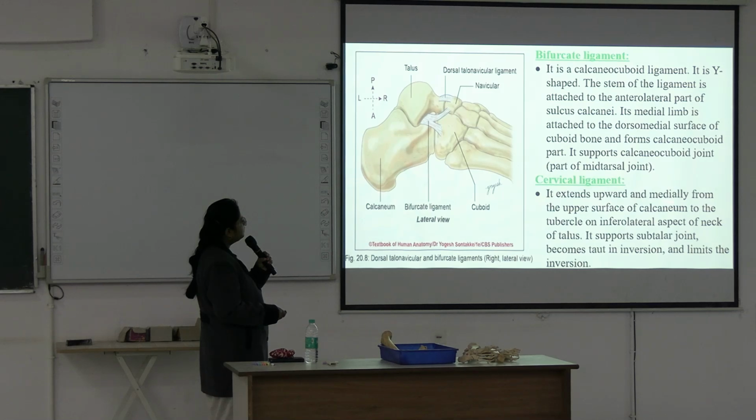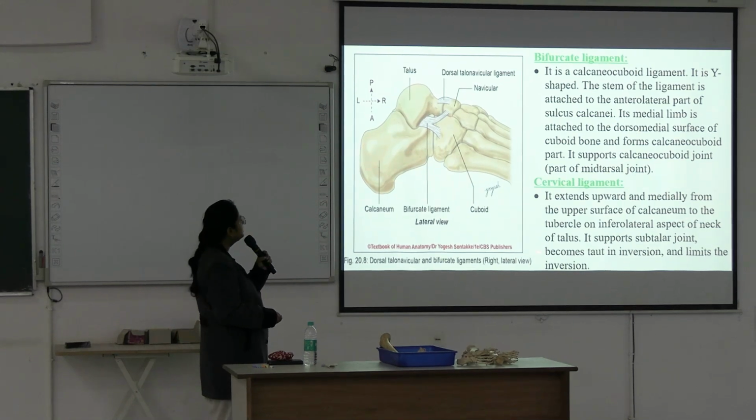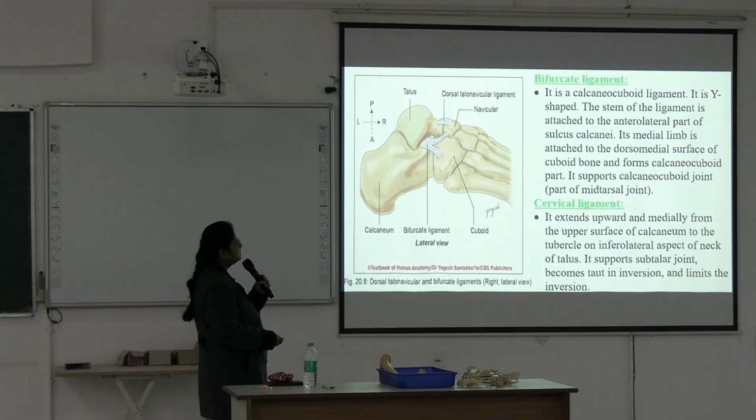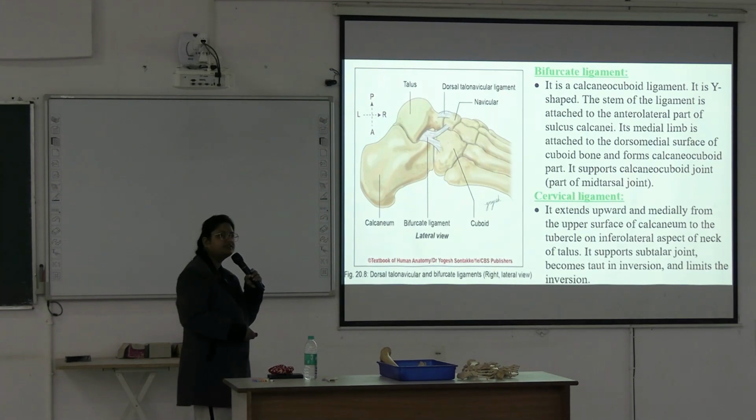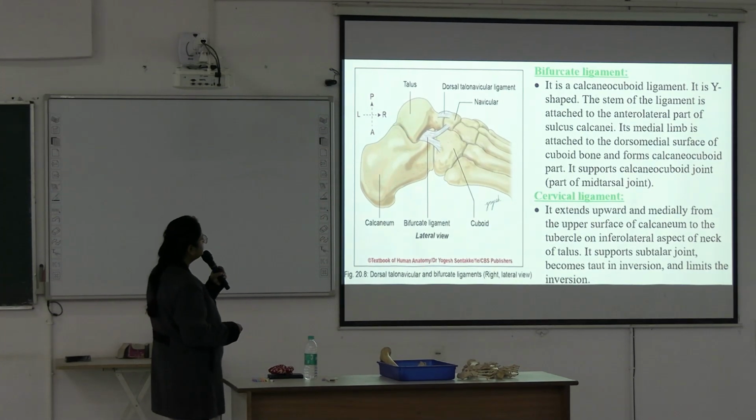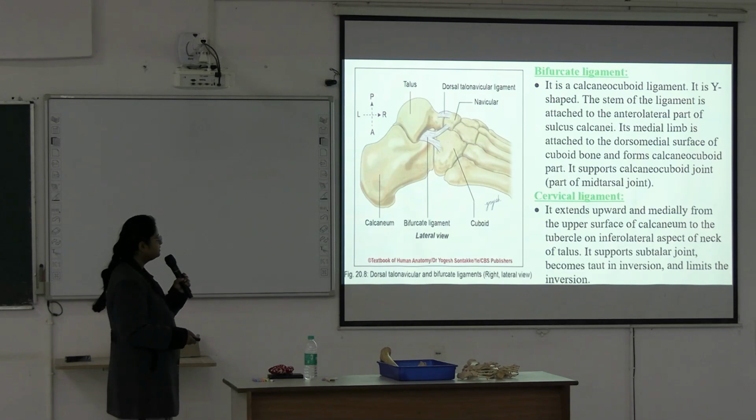it extends upward and medially from the upper surface of calcaneum to the tubercle on the inferolateral aspect of neck of talus. Okay, and it supports the subtalar joint, becomes taut in inversion and limits the inversion. Cervical ligament is deeply placed.